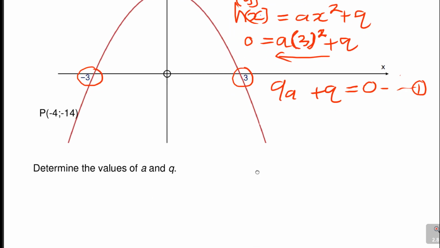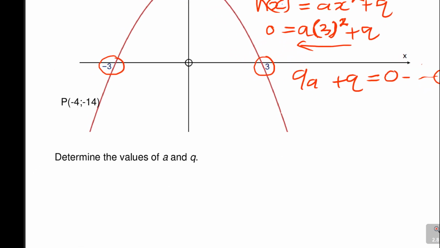The second one, I can focus on this equation here, this one. So I'm given here, what is it? They gave me P, so that's what I'm going to use. So if I use point P being minus 4 and minus 14, remember here it's my X and this is my Y. Are you with me?